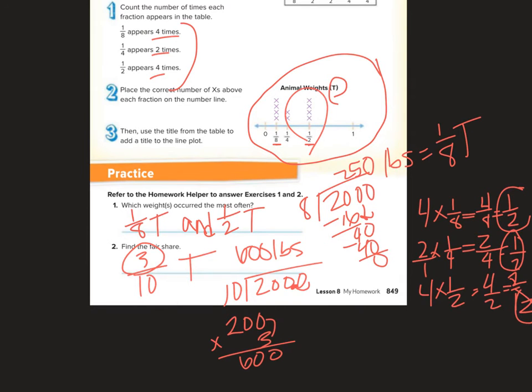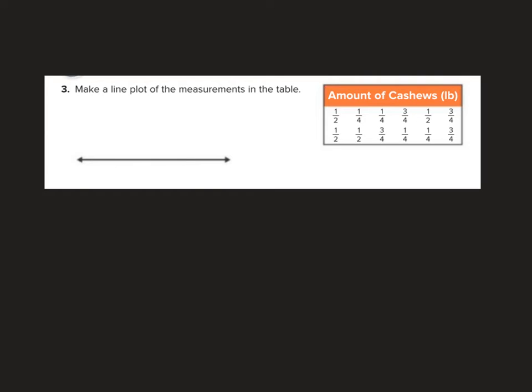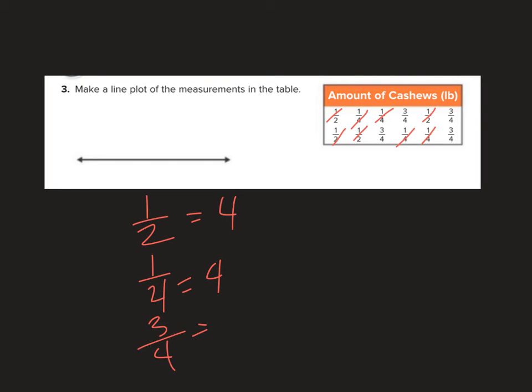All right, next. Make a line plot of the measurements in the table. Thank goodness it doesn't ask us to find fair share. All right, so 1/2. How many do I have? 1, 2, 3, 4. Good. 4. 1/4, I have 1, 2, 3, 4. 4 of 1/4. Okay. And then 3/4, I have 1, 2, 3, 4. I have 4 of 3/4.